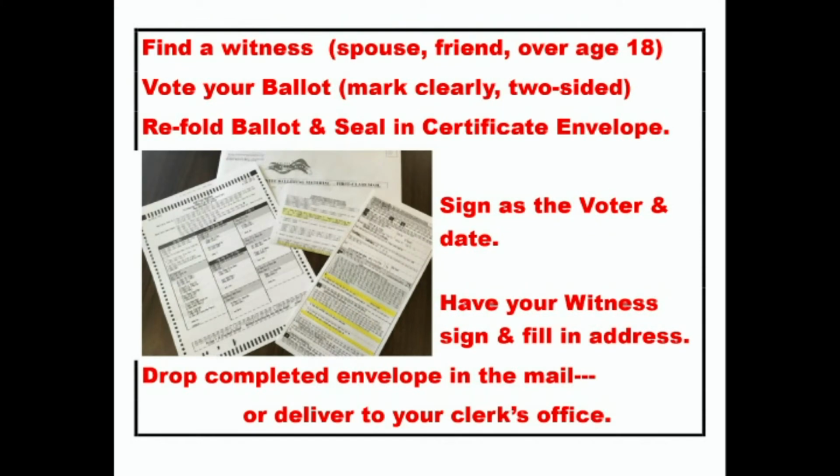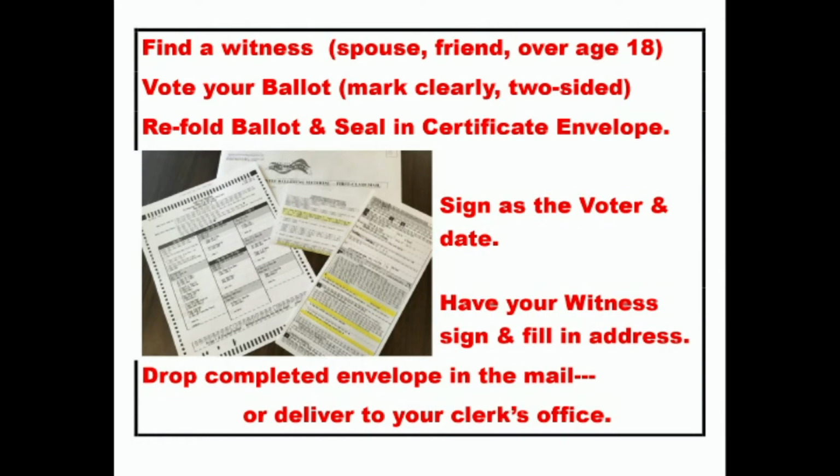In the envelope you receive from your clerk, you will find a ballot, some instructions, and a postage prepaid return certificate envelope. It is very important that you follow the instructions enclosed. Have your witness on hand, but they don't need to see how you voted. That's confidential. Your witness can be your spouse, a friend, a neighbor, any U.S. citizen over the age of 18.